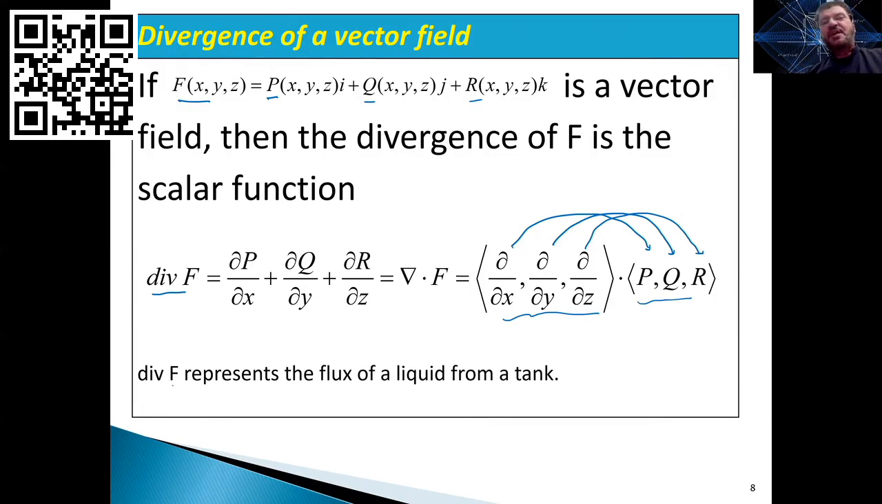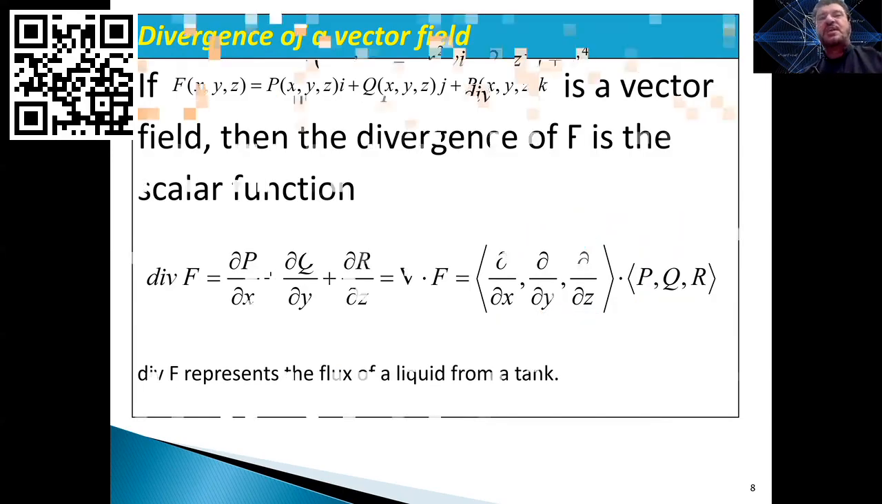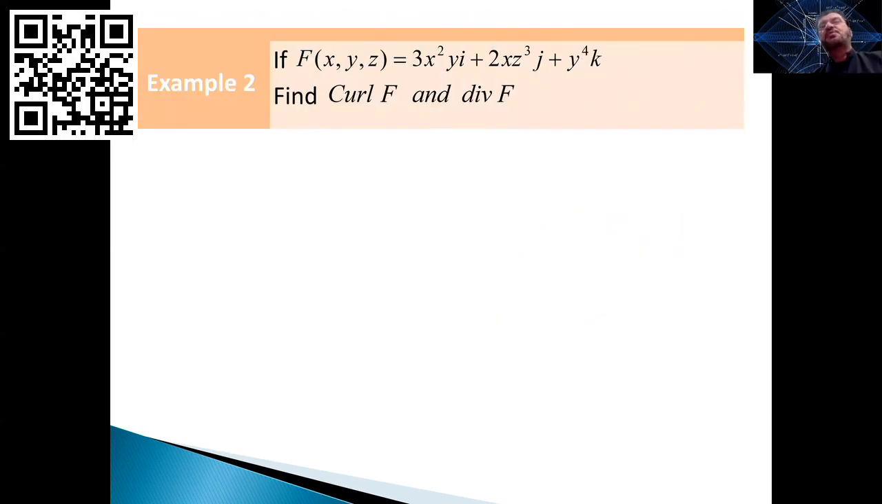The divergence of f actually represents the flux of fluid from a tank. When you open the faucet and the water comes out, this is called the flux. We can measure the flux by something called the divergence of the field. So the divergence of the field is the flux. What's the curl of the field? I have no idea so far. We will talk about it in the next section. But now let's just take an example of how we compute the divergence and the curl. Let's start with the curl of f.